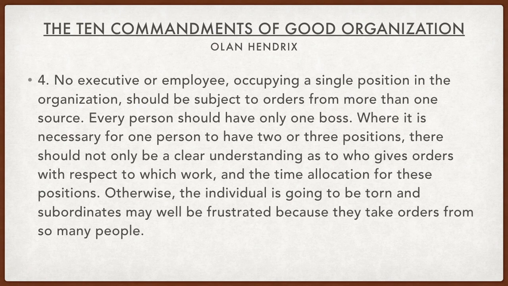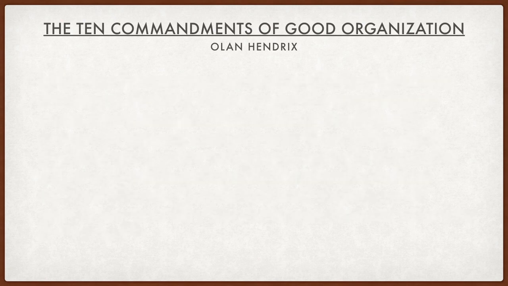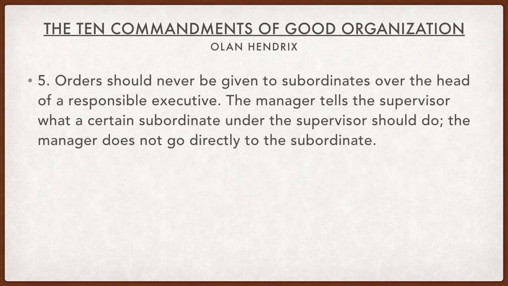Where it is necessary for one person to have 2 or 3 positions, there should not only be a clear understanding as to who gives orders with respect to which work and the time allocation for these positions. Otherwise, the individual is going to be torn, and subordinates may well be frustrated because they take orders from so many people. Number 5, orders should never be given to subordinates over the head of a responsible executive.